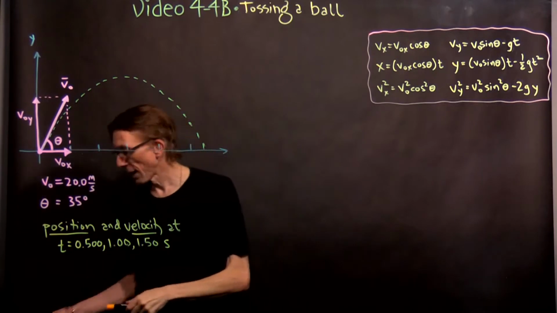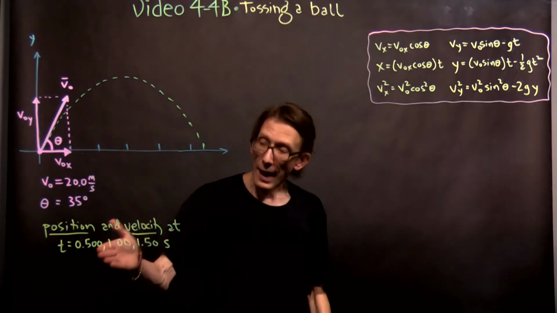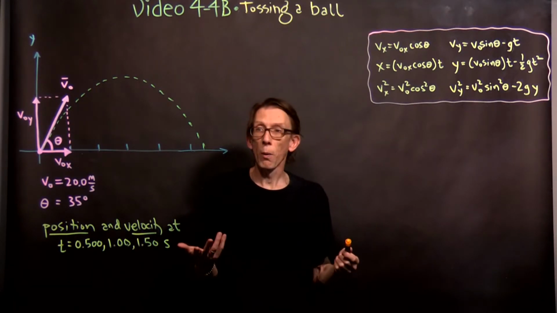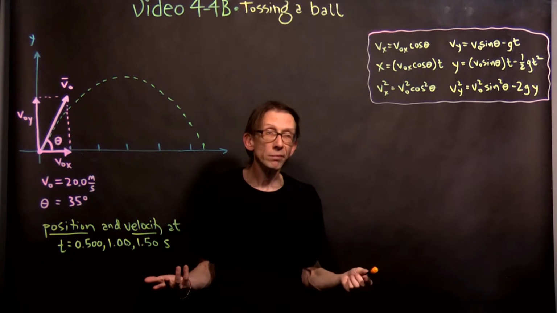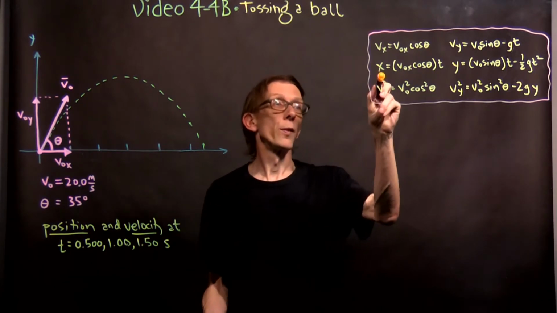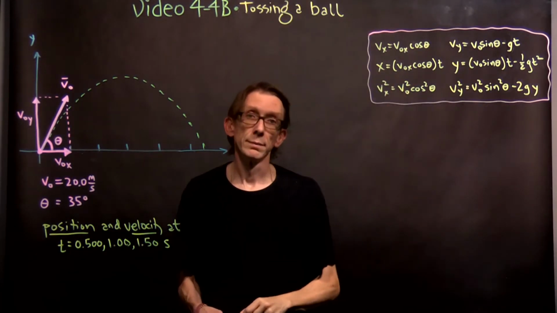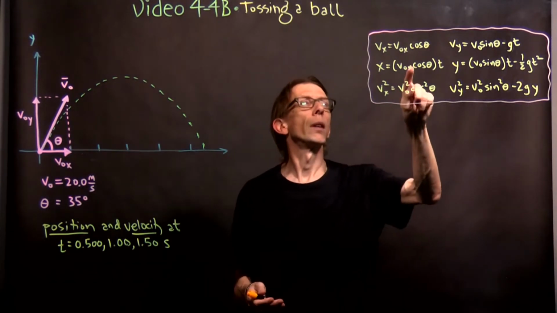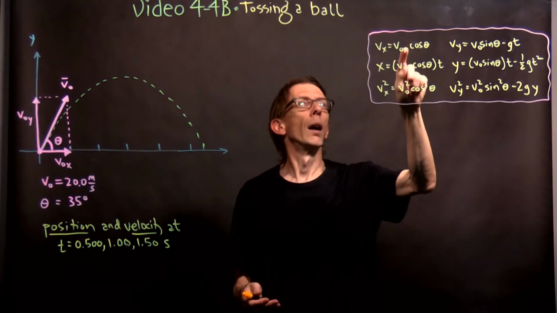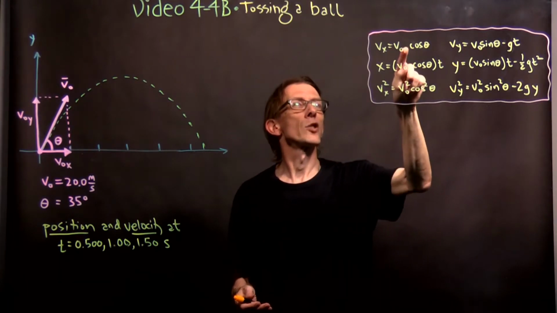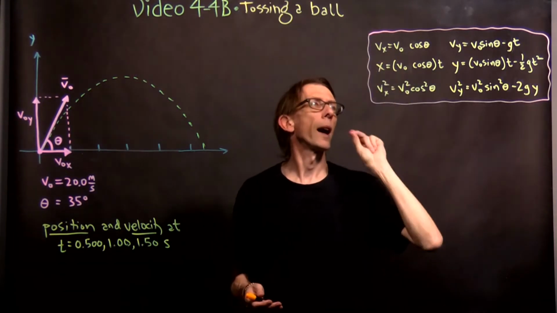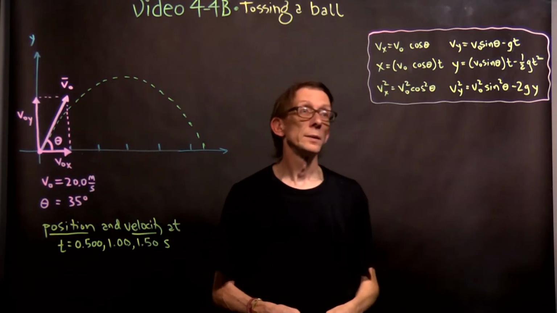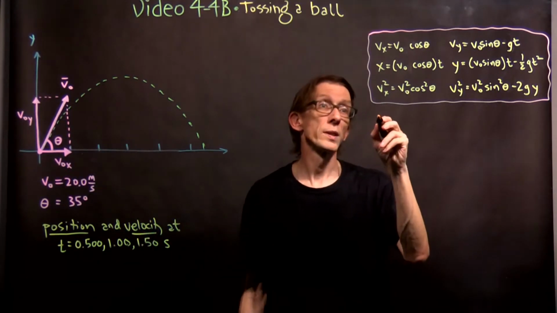And so how are we going to find the position at 0.5 seconds? Well, position just means, you know, X and Y. That's all it means. So all we need to do is solve for X and solve for Y. And we know the time, right? So we know V naught, we know theta. We're given time, so let's find X and Y.